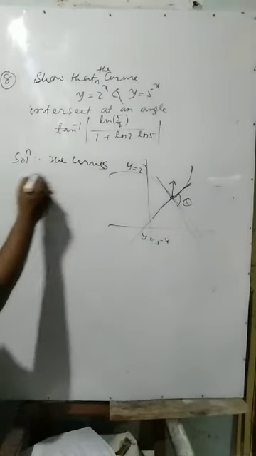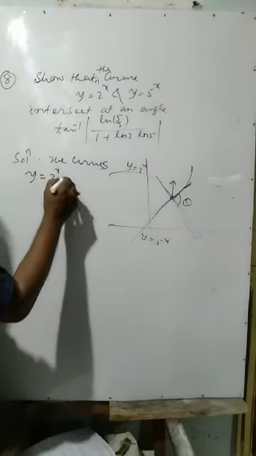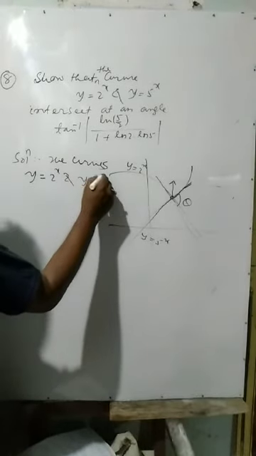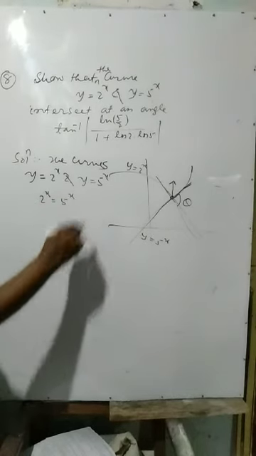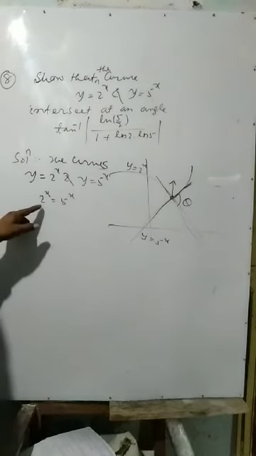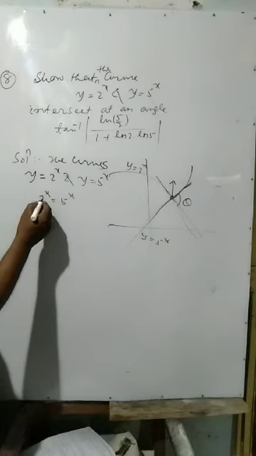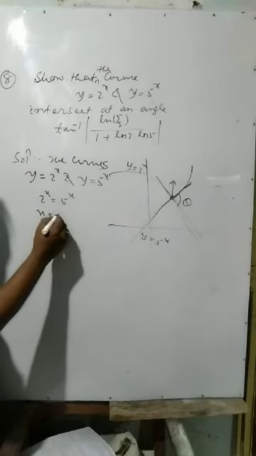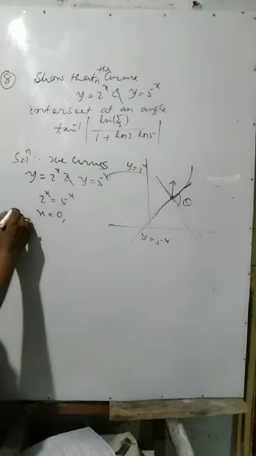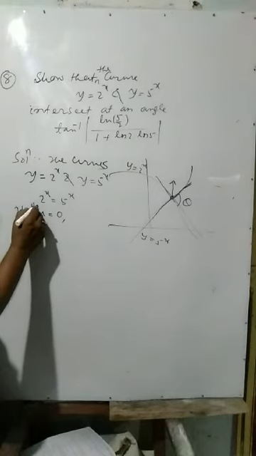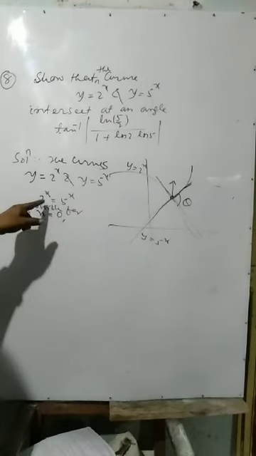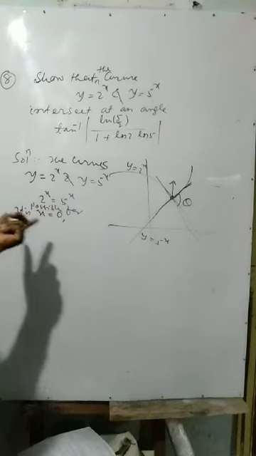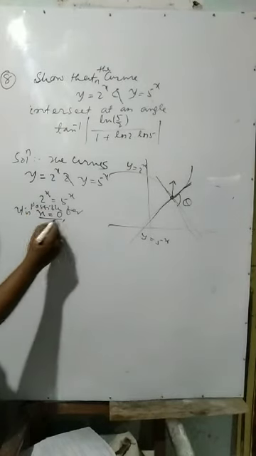How to find the point: the curves y equal to 2 to the power x and y equal to 5 to the power x. Since these two are equal, 2 to the power x equals 5 to the power x. This is possible only when x equals 0. At x equal to 0, 2 to the power 0 is 1 and 5 to the power 0 is 1. Both are equal. So x equals 0.